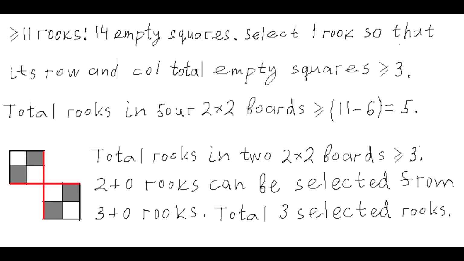Then the selected set of two diagonal 2 by 2 boards that has more rooks than the other must have at least 3 rooks. That results in 3 rooks in one 2 by 2 board and no rooks in the other, or 2 in one and 1 in the other. In either case, we can select a total of 2 rooks from these two 2 by 2 boards. That gives us 2 plus 1, 3 selected rooks. We're done.